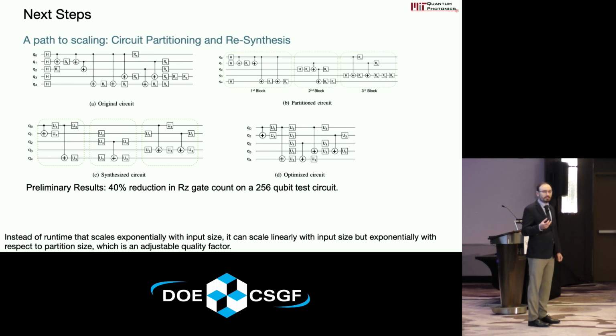And I'm currently working on the next step, which is scaling this to work on larger circuits through partitioning and resynthesis, which is taking a large circuit, cutting pieces out of it, optimizing those pieces individually, and then putting them back together. I'm still working on this, but as an early preliminary result on one of my test circuits that was a 256 qubit circuit, I was able to reduce the number of RZ gates by about 40%.